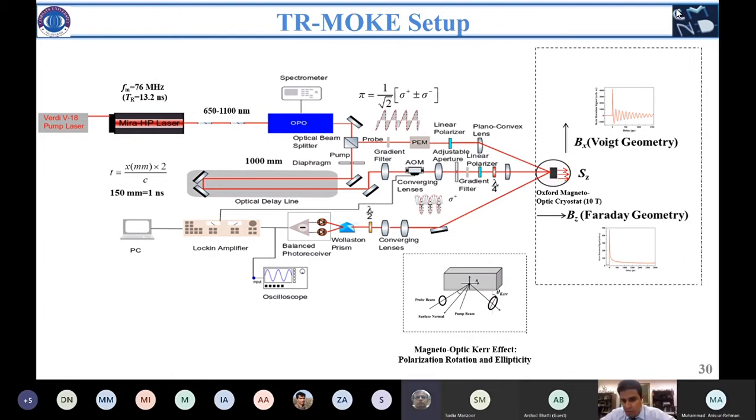You have to mention that this is an oscillator, isn't it? A Ti:sapphire laser. Can you hear me? Yes, sir, I can hear you. The oscillator is in there. Yes. Okay, thanks, sir.